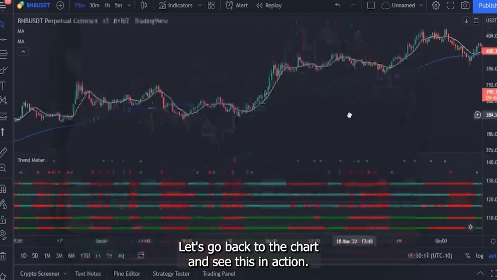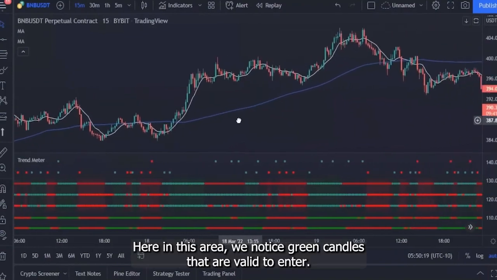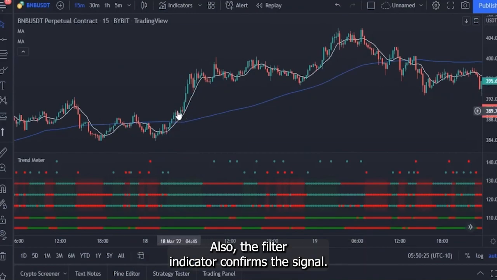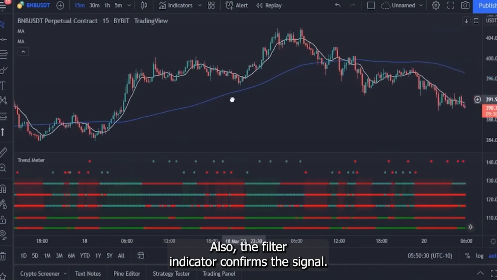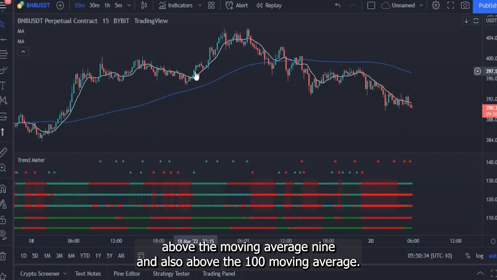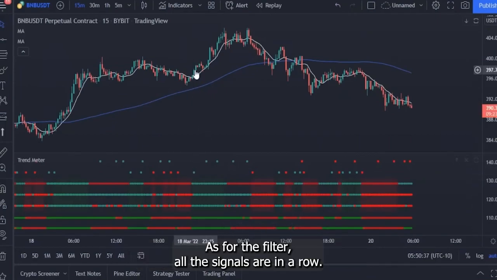Let's go back to the chart and see this in action. Here, in this area, we notice green candles that are valid to enter. Also, the filter indicator confirms the signal. And here, a green candle is above the moving average 9 and also above the 100 moving average. As for the filter, all the signals are in a row.